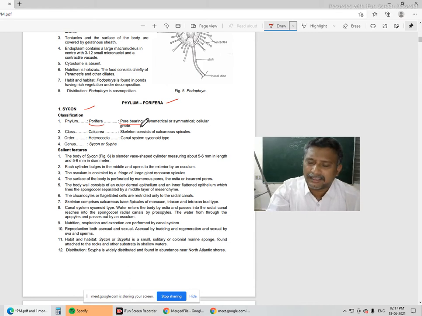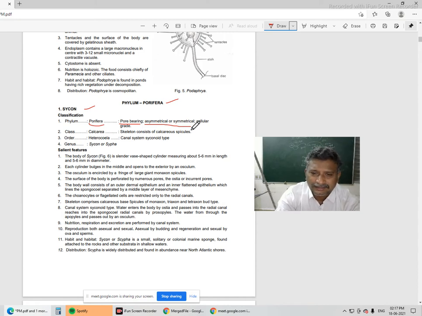Numerous minute, tiny pores are present. Simply we call them ostia. And one more feature: asymmetrical, which means symmetry may not be observed. When we cut them through any plane, we are unable to get two equal halves.